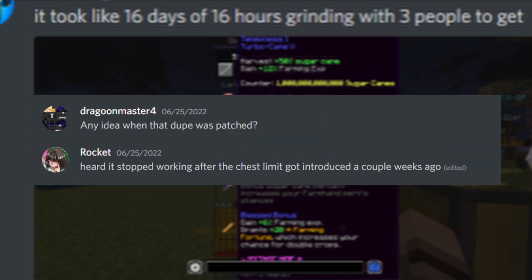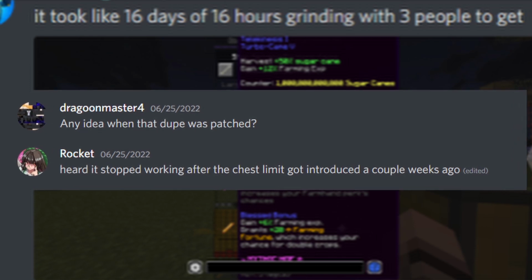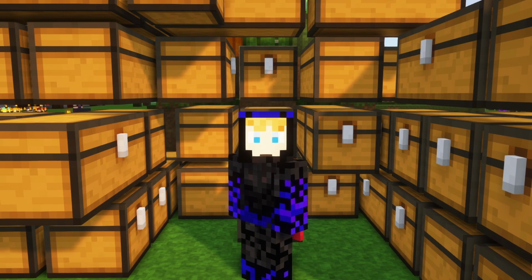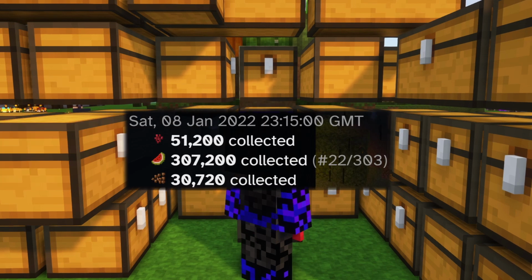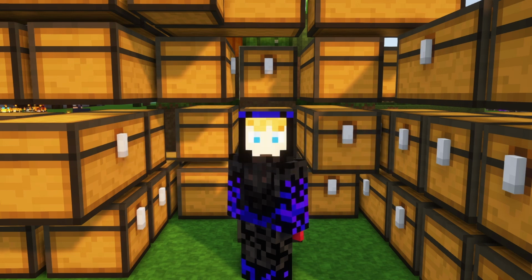When I asked Buck here, one of the people who provided the screenshots, he said the collection dupe stopped working when a chest limit was added a few weeks ago. And going back to Quaglet's scores, he was duping from the 8th of January 2022 to the 31st of January 2022, giving him plenty of time to collection dupe.